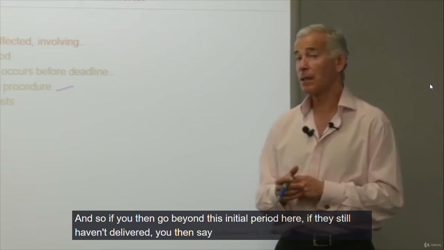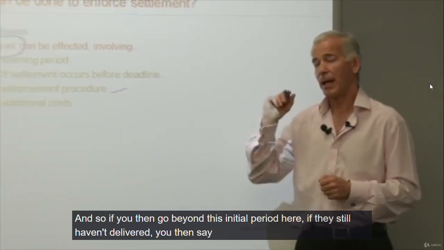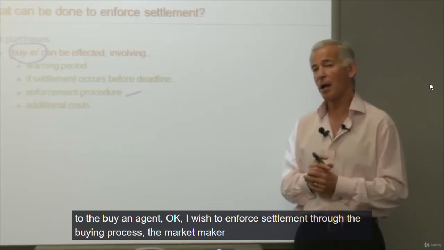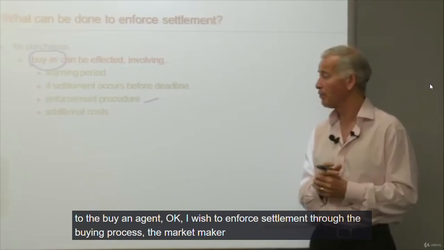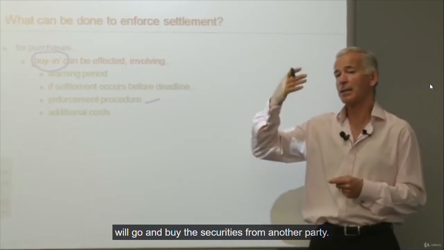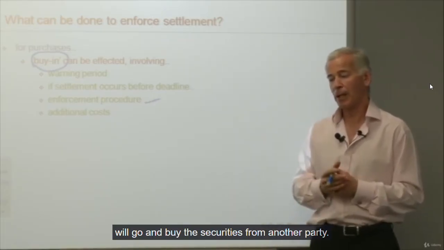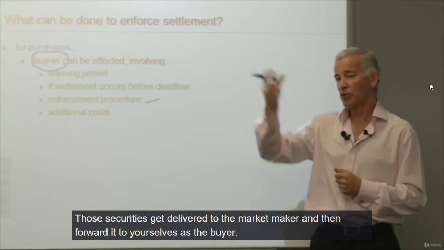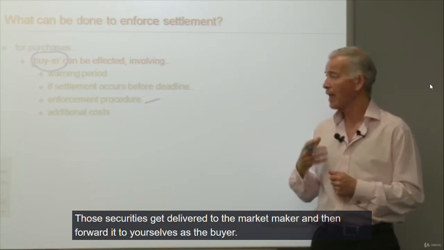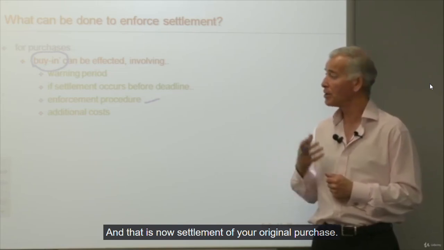And so if you then go beyond this initial period here, if they still haven't delivered, you then say to the buy-in agent, okay, I wish to enforce settlement through the buy-in process. The market maker will go and buy the securities from another party. Those securities get delivered to the market maker and then forwarded to yourselves as the buyer, and that is now settlement of your original purchase.